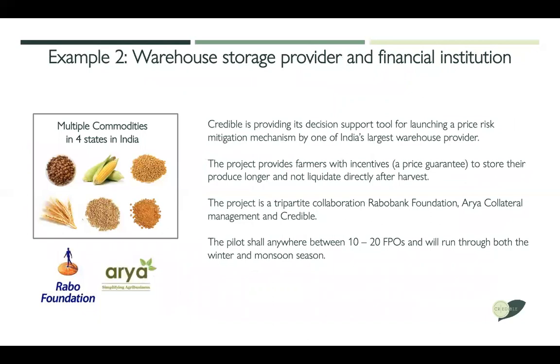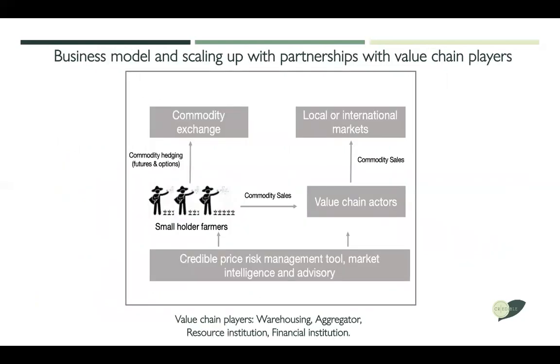Another example is where we've partnered up with Rabo Foundation and Arya Collateral, a leading warehouse provider in India. Arya Collateral and Rabo Foundation are providing a price risk mitigation tool to farmers, and Credible is providing the technical support in order to launch this tool. The project is launched for at least 6 different commodities in 4 states in India. The project will go on for both the winter and the monsoon seasons.